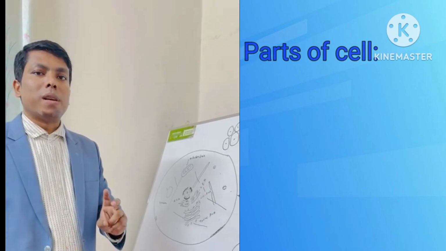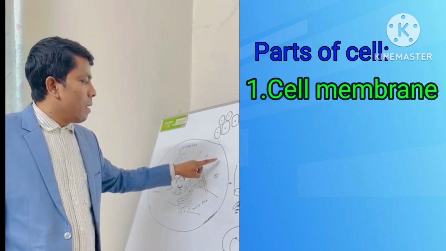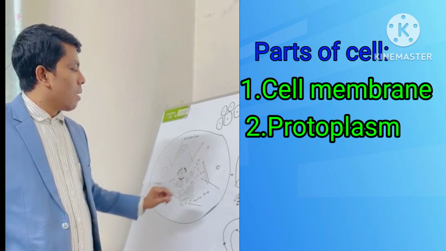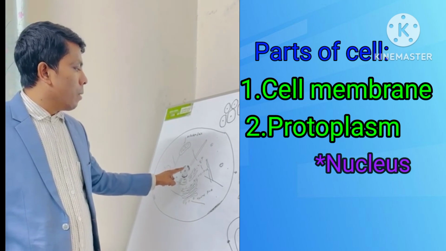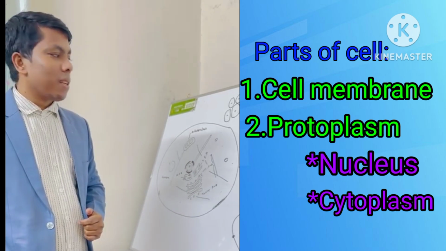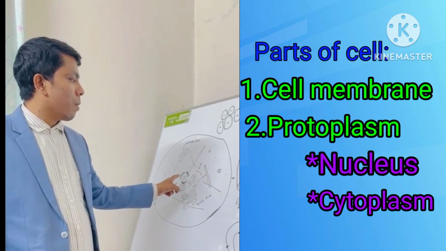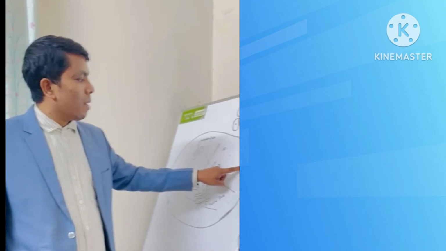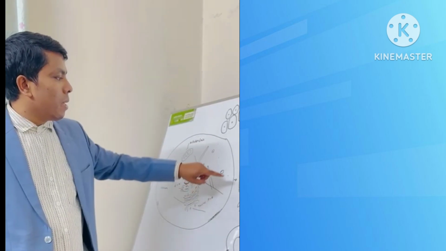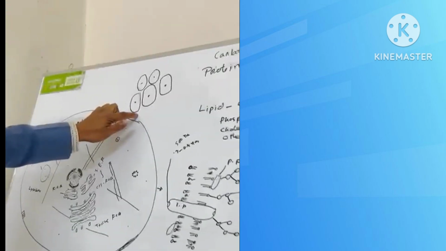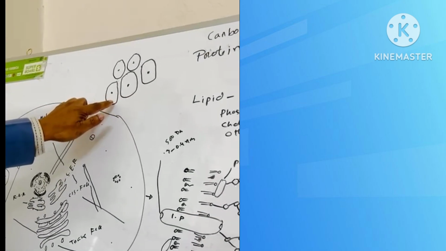A cell has two parts, cell membrane and protoplasm. Protoplasm consists of nucleus and cytoplasm. Now we will discuss about cell membrane, nucleus, cytoplasm. Cell membrane. Cell membrane forms the boundary of a cell and it separates it from the adjacent cell.